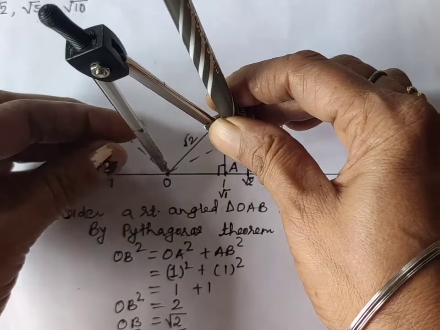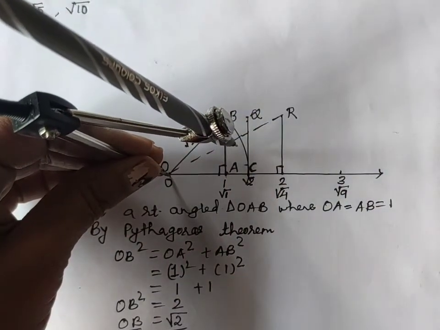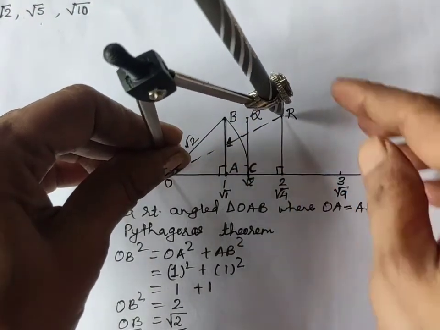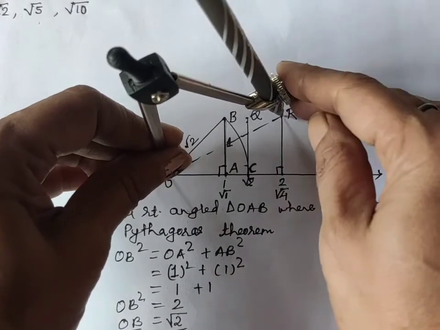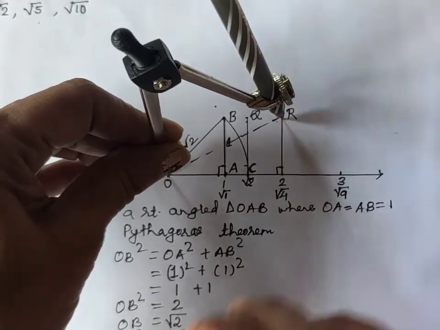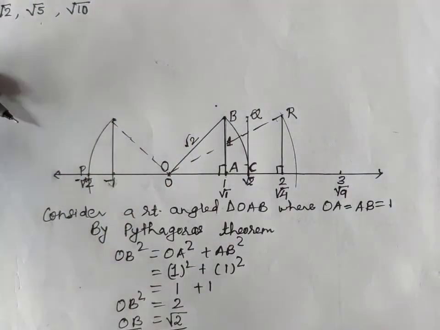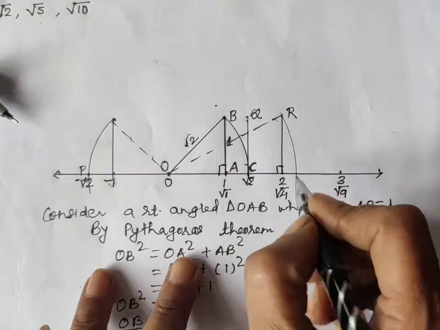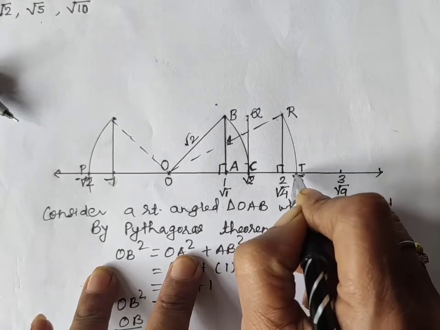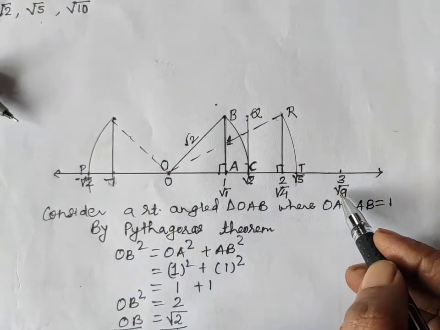Now draw an arc with point O as center, and what is the radius now? OR is the radius, and draw an arc like this. Now which intersects the number line at point, suppose T, and as this is root 4, this is what? Root 5. This point is root 5.